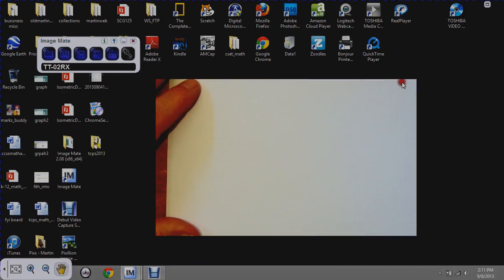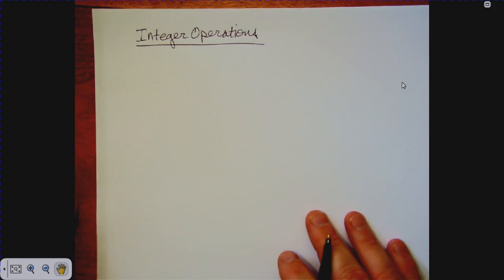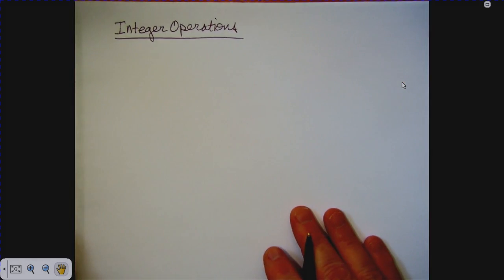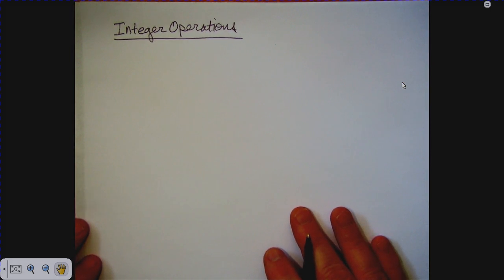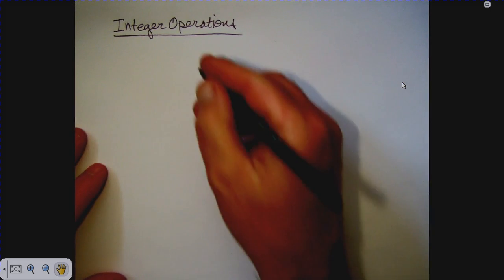Okay, this is a video for both algebra students, pre-algebra, and even 6th grade on integer operations. And as you may recall, integers are all the whole numbers, 0, 1, 2, 3, 4, etc., and their opposites, so -1, -2, -3, -4, and so forth. So basically, it's the negative and positive numbers that we talk about, whole numbers and their opposites.